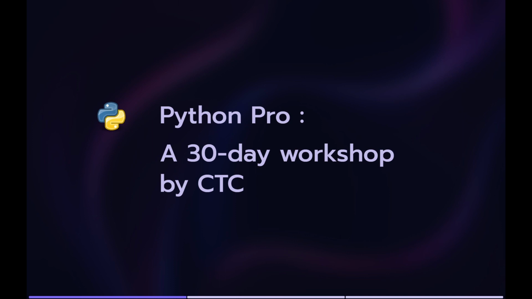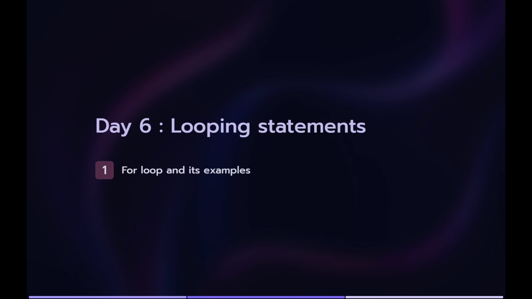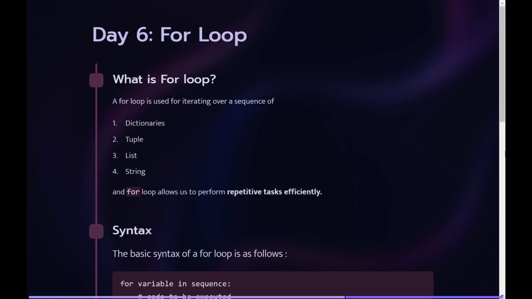Today on day 6, we'll be looking at the looping statements, in particular the for loop and its example. So moving on to what is a for loop, say if you want to print from 1 to 100, instead of giving 100 print statements, we can use one print statement and increment a variable and then give it inside the print statement and it prints your number for 100 times.